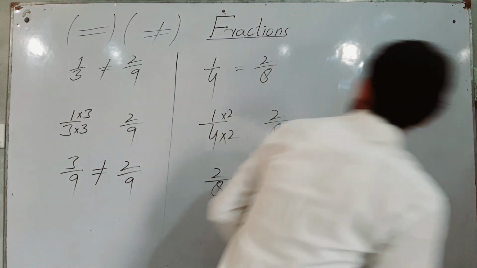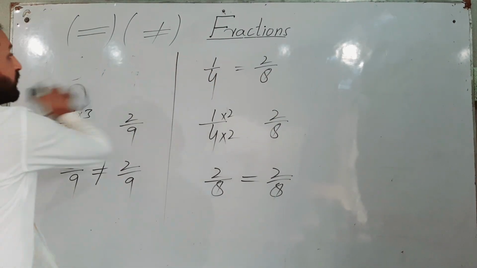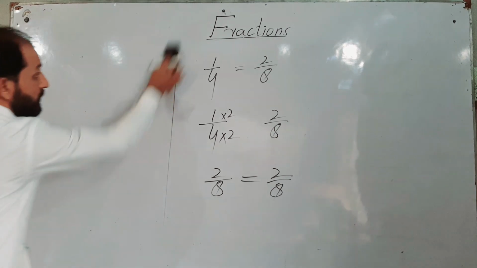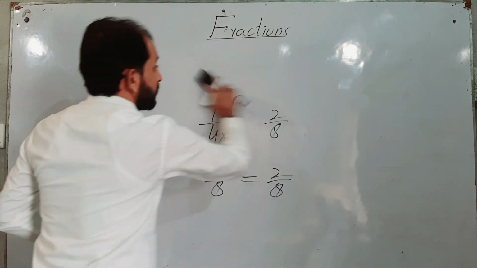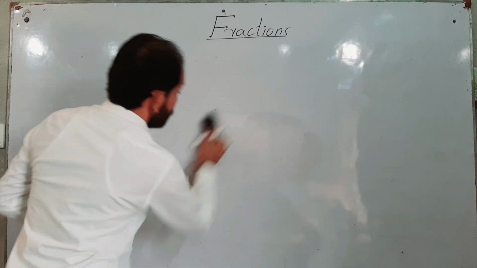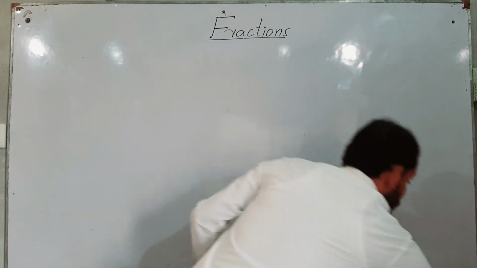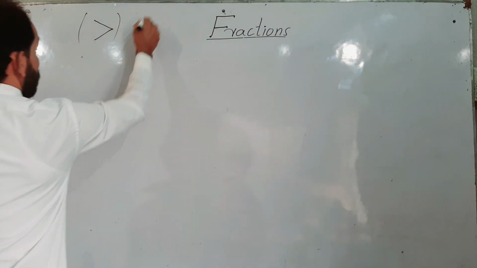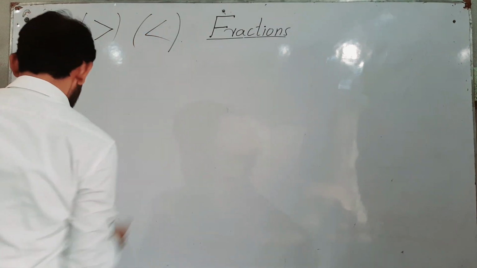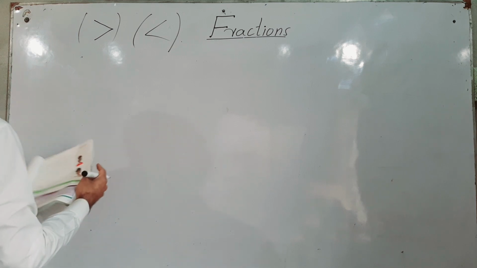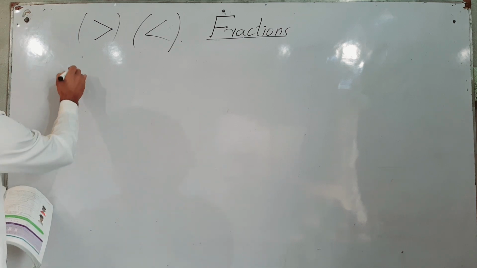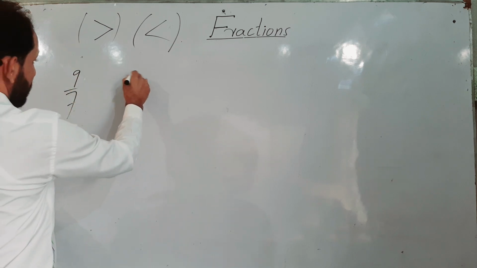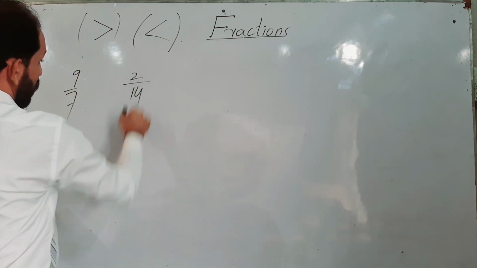Now the next concept is how we can check two fractions, which fraction is greater and which fraction is smaller. This is the concept of greater than and the concept of less than. If we have two fractions, 9 divided by 7 and the second fraction is 2 divided by 14.